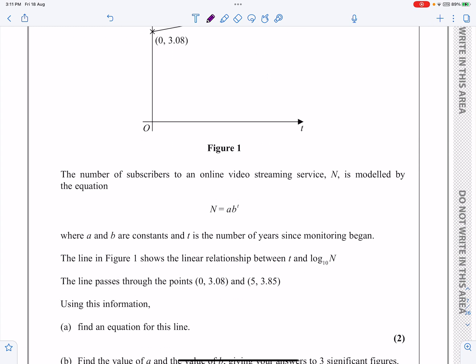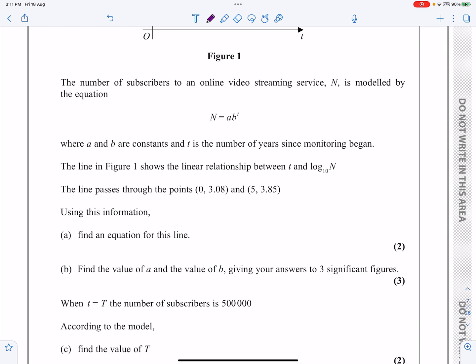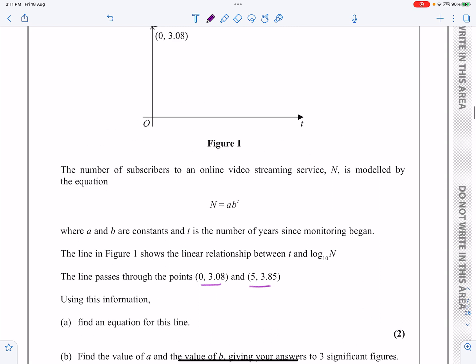So it says n is equal to ab to the t. We tell you that n is the number of subscribers, t is the time in years. Looking at it all through, this first part about finding the equation of a line we can do without too much fuss. We know that it passes through those 2 points there.